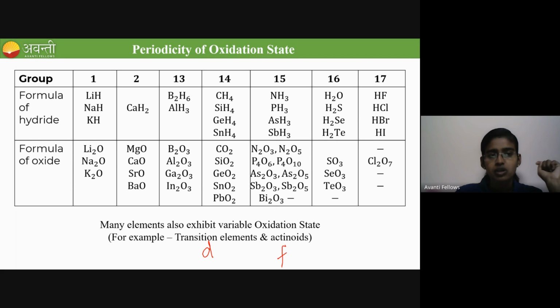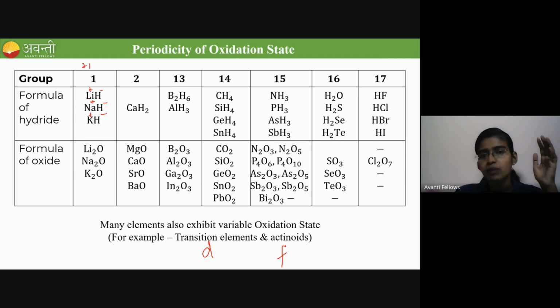Suppose I want to talk about group 1: lithium is having +1 and hydrogen is having -1. Sodium is +1, hydrogen -1. Potassium +1, hydrogen -1. So in all the compounds of group 1, the group 1 elements are carrying only one oxidation state, that is +1.